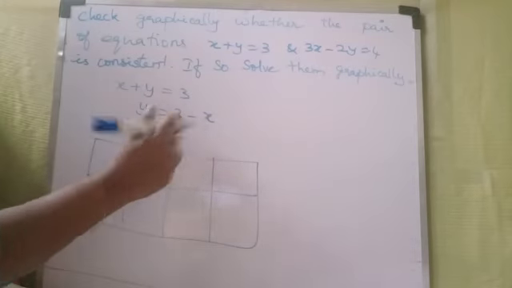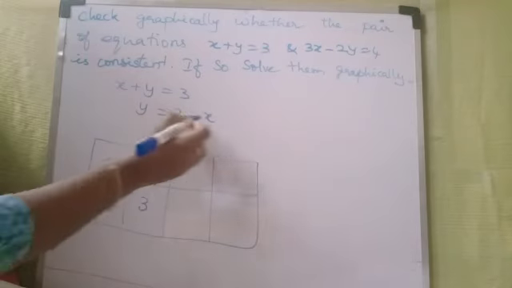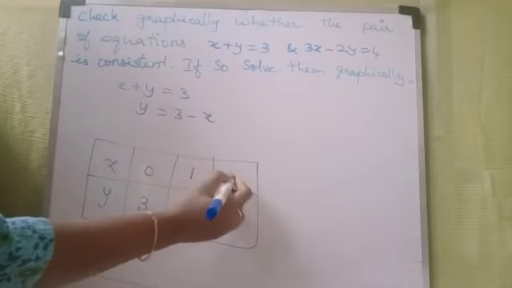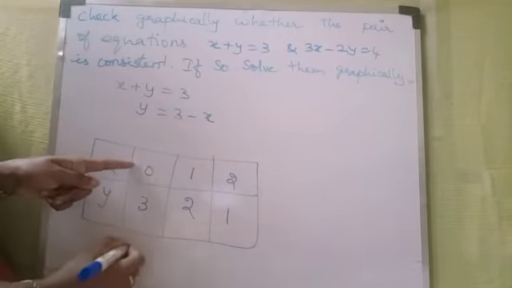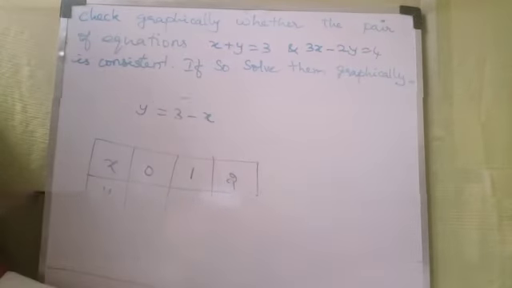So let us find at least three solutions. When x is equal to 0, y takes the value 3. When x is equal to 1, y takes the value 3 minus 1, which is 2. When x is equal to 2, y is 3 minus 2, which is 1. So we found three solutions: (0, 3), (1, 2), (2, 1). These are the 3 points. We are going to plot them on a graph.